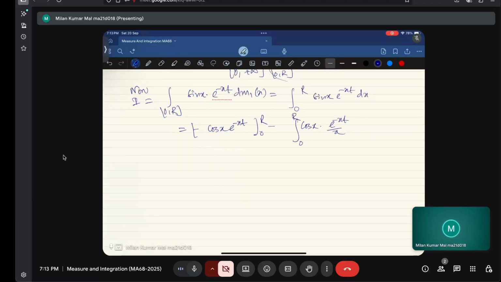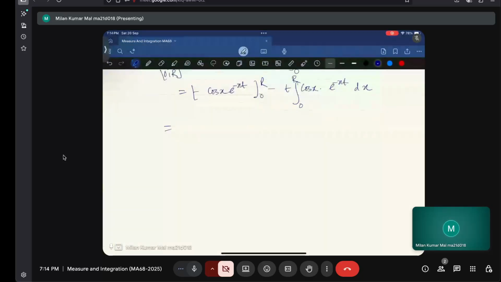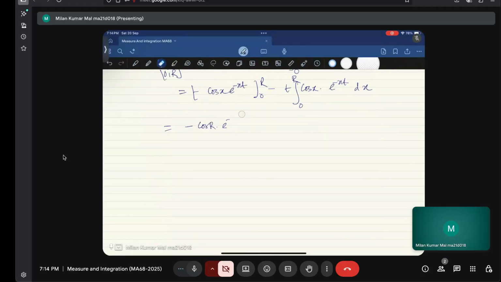0 to r. I think t is here. Okay, integrating that one and differentiating that one. So differentiating that one, that will be t dx. Okay, now again doing the, okay, let me replace this value. If you replace the value, cos r e to the power minus tr, and if you replace the value x equals 0, then cos 0 is 1, and that will be 1 again, and that will be minus minus plus.